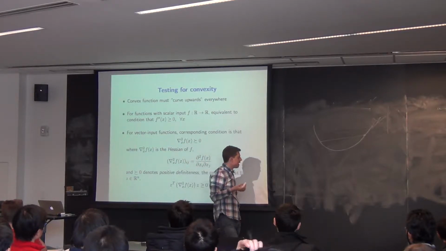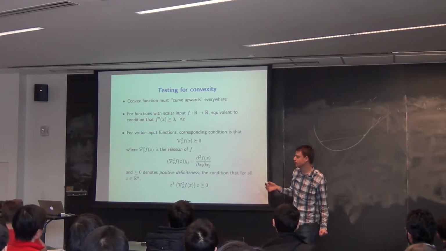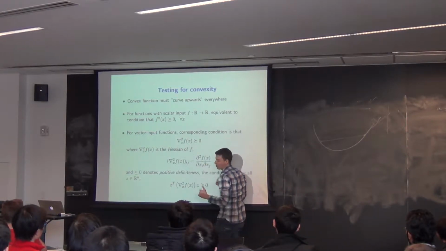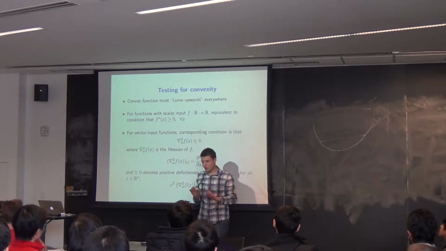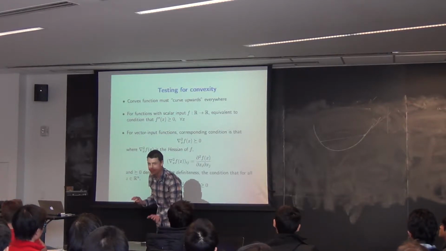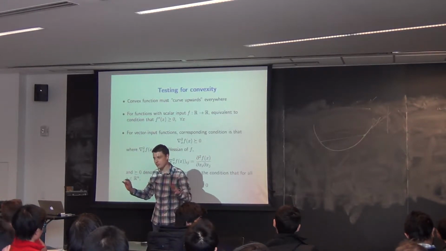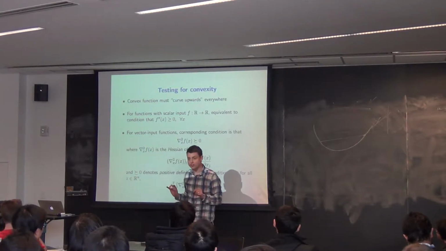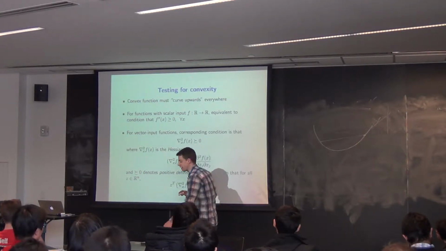So what we have instead is an equivalent condition on this matrix here called the Hessian. Don't worry about this if you haven't seen it before. We're not going to make you compute Hessians or do operations with Hessians here. I just want to give you an intuition of what the Hessian is and why it's important in this context.